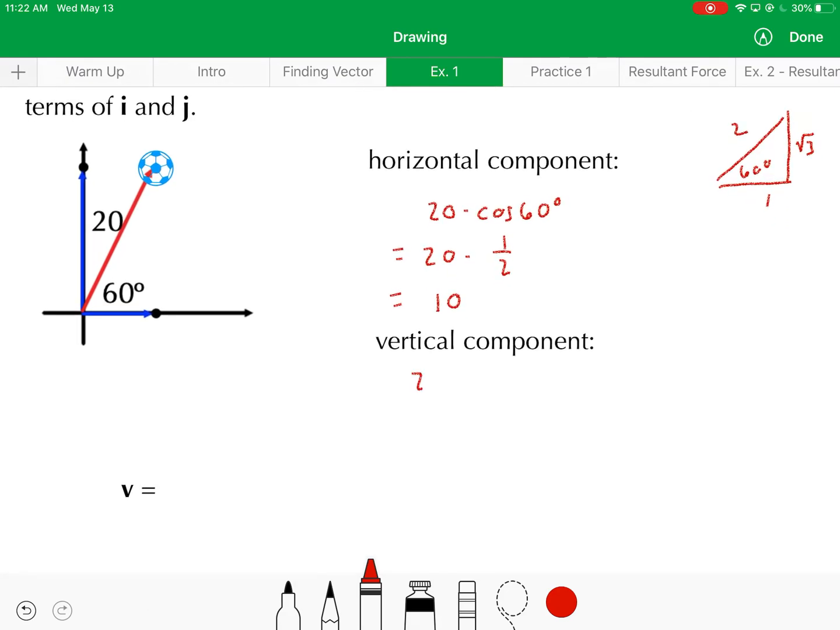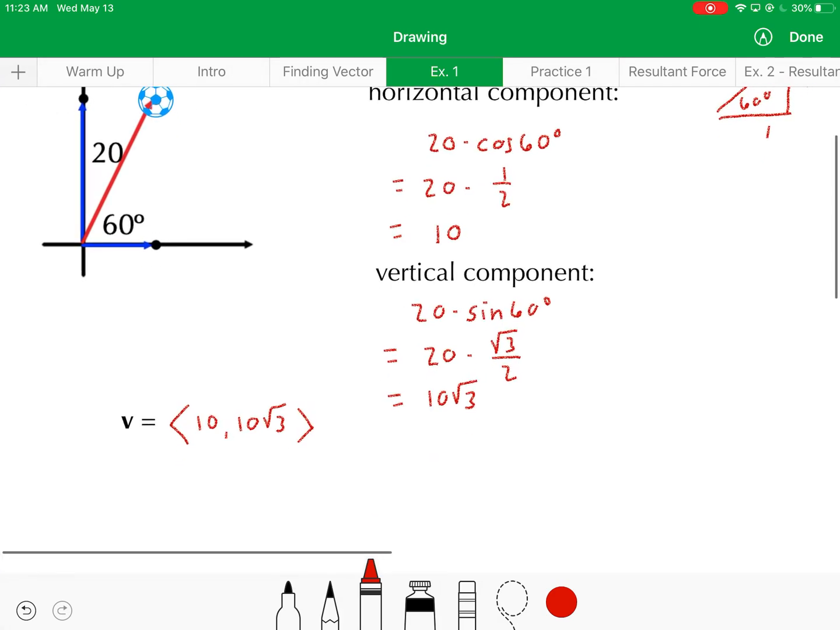Vertically, we're going to find 20 times sine of 60 degrees, which is 20 times radical 3 over 2. And I'm going to simplify that to 10 radical 3. So that means this velocity vector in component form would look like 10 comma 10 radical 3. Or we could express it as 10 times the unit vector i plus 10 radical 3 times the unit vector j.